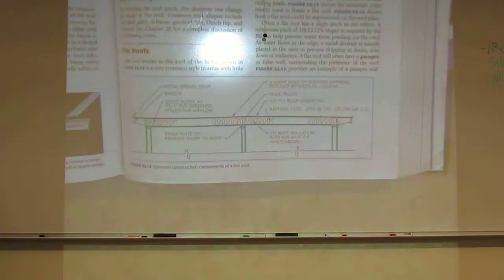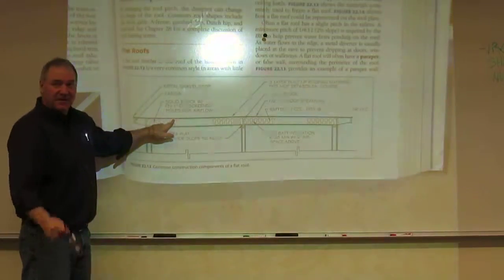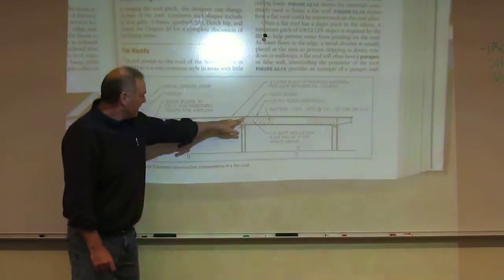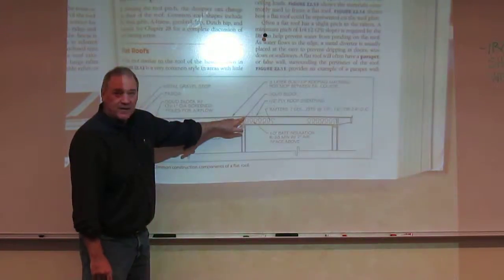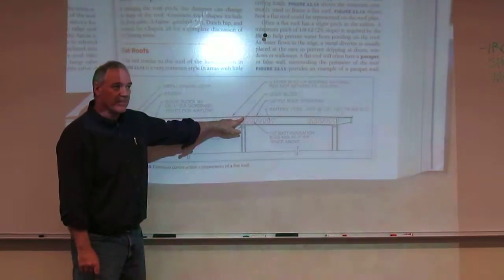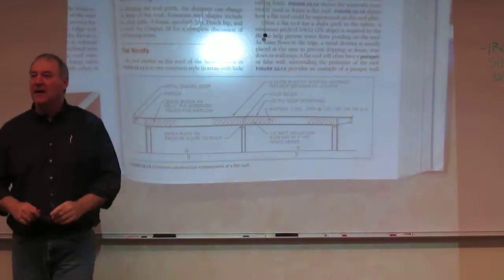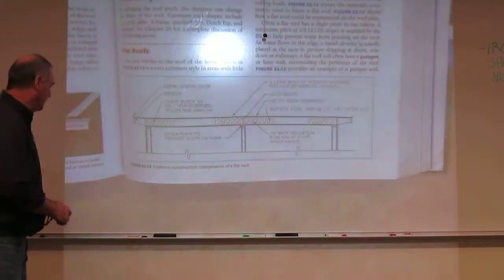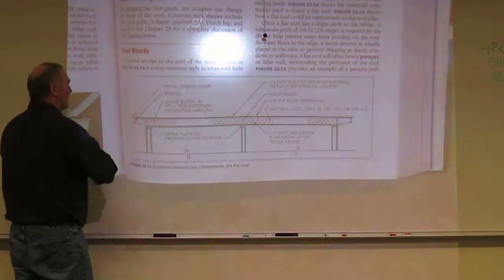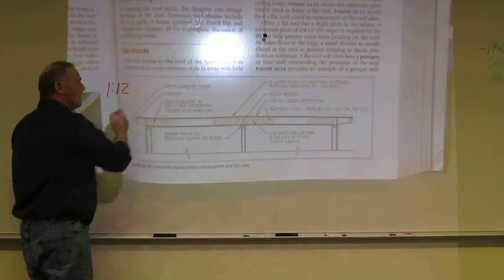There's an example of a flat roof. Now, what is the flat roof? I mentioned that it's not flat. Okay? Notice that on this drawing, this looks a little higher than the rest of the roof. These typically do have a slope, and it is usually somewhere around a 1/12. Okay? So a 1/12 slope.